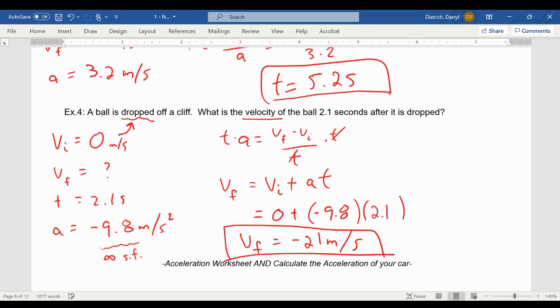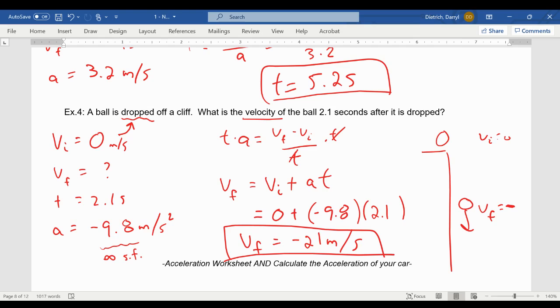Which makes sense. If we drop a ball off a cliff and its initial velocity is 0, at some later time the speed of this thing is going to be significantly faster than 0, but it's also going to be acting in the negative direction, which makes sense. It's going to be acting downwards.